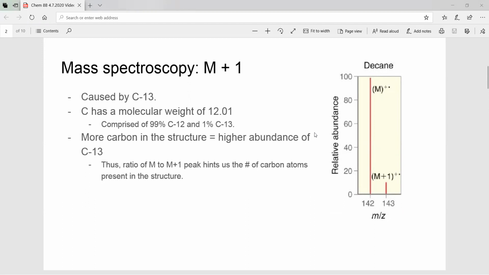The n+1 peak is caused by C13. On the periodic table, carbon has a molecular weight of 12.01. That is because in nature, 99% of carbon has a molecular weight of 12, and 1% of carbon has a molecular weight of 13. If there are more carbons in the structure, there's a higher chance that the structure has C13, which gives us the n+1 peak. Thus, the ratio of n to n+1 peak hints at the number of carbon atoms present in the structure.